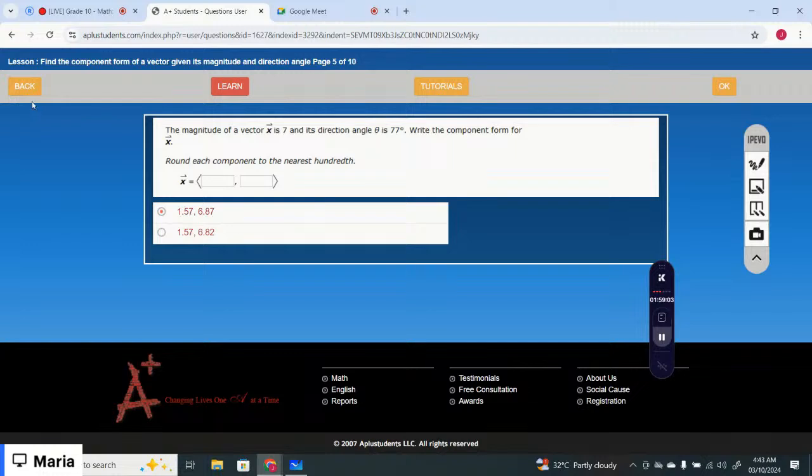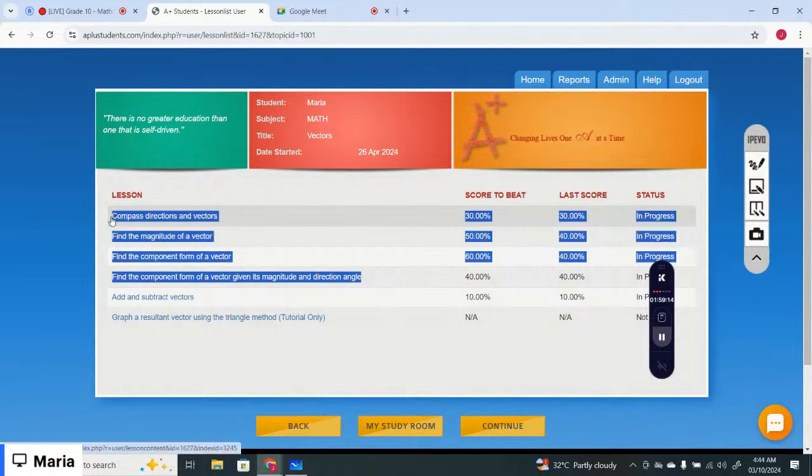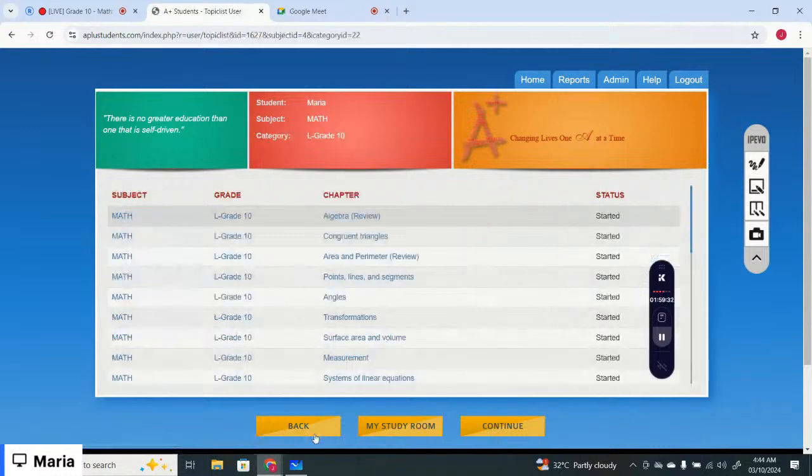Okay, you can complete the lesson by yourself later today. So we were working on grade 10 math. The chapter we're working on is vectors. The lessons we have covered today are compass directions and vectors, find the magnitude of a vector, find the component of a vector, and find the component form of a vector given its magnitude and direction angle, right? So please make sure before the next session you complete all the practice questions for the lessons we just did. That is your homework until next session.